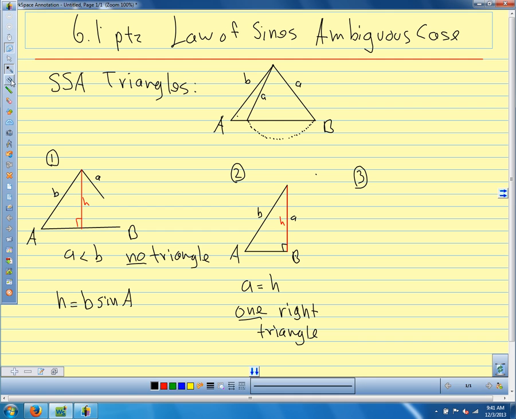Here's a third possibility. I'm going to draw the triangle like so. There's A, there's B, and I'll draw in my height just so we remember it's there, because that'll be important with these kinds of triangles.